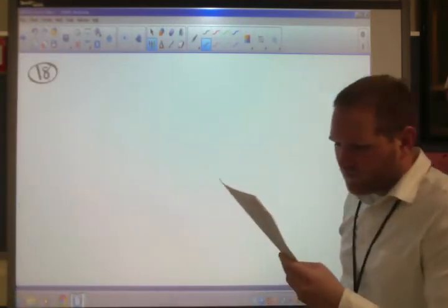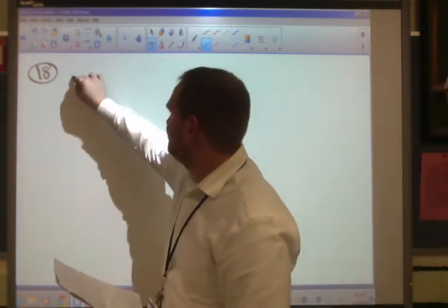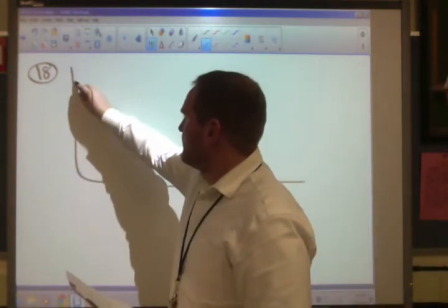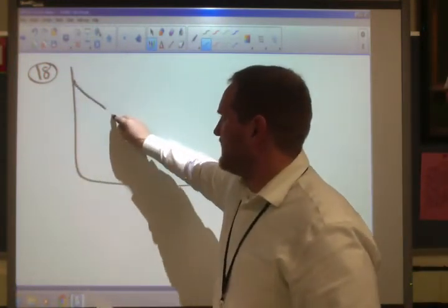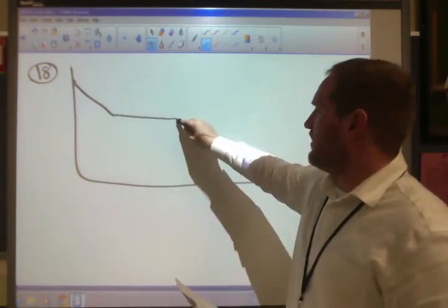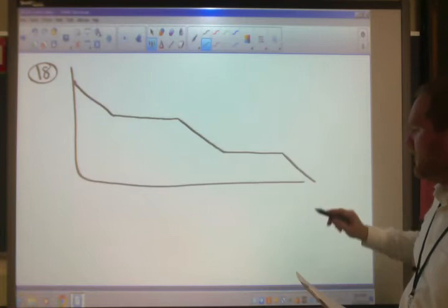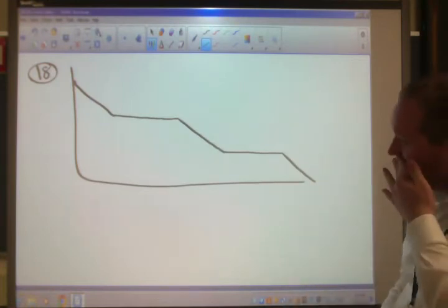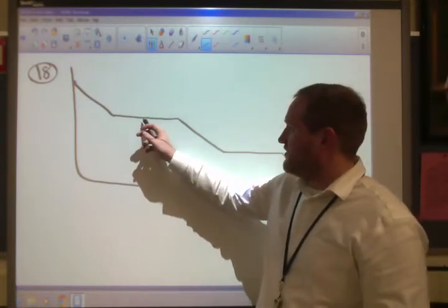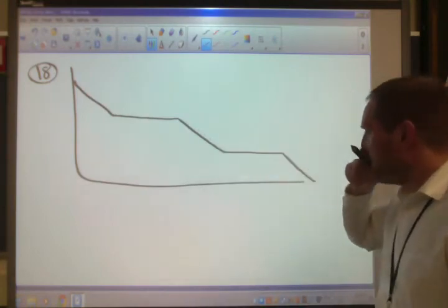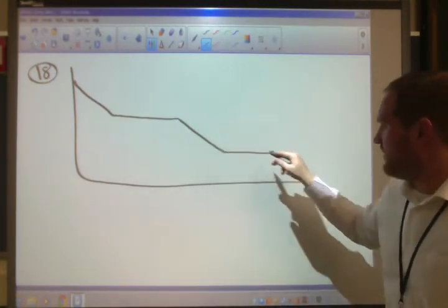18. Cooling curve. We start now in the gas. We have gas cooling down, gas turning into a liquid, liquid cooling down, liquid turning into a solid, solid cooling down. So again, at the plateaus, here we have condensation, gas into liquid, and here we have freezing, liquid into solid.